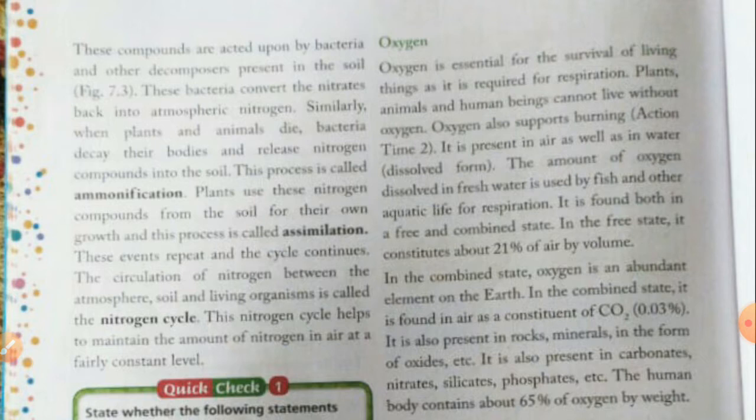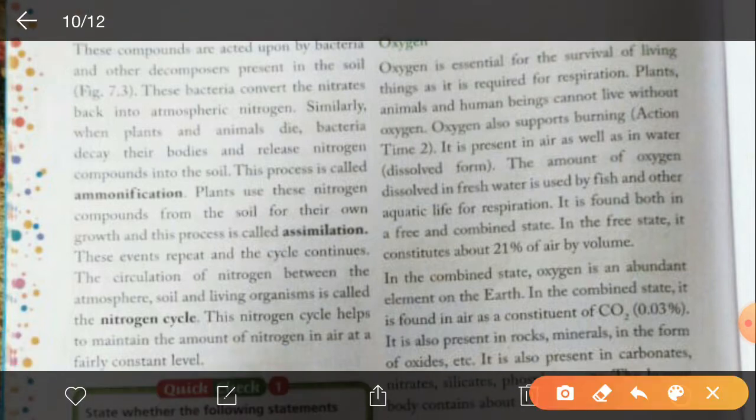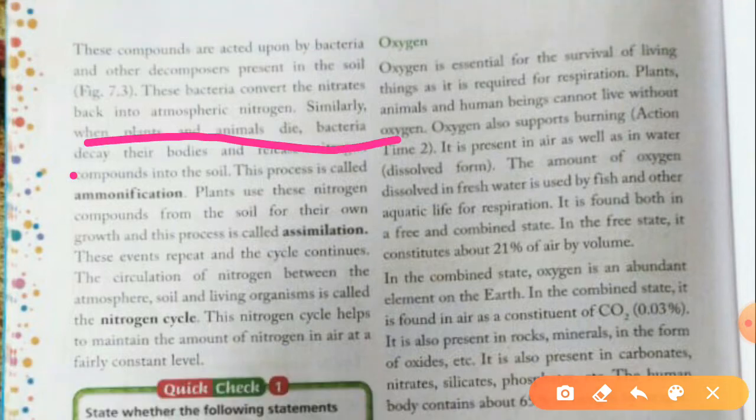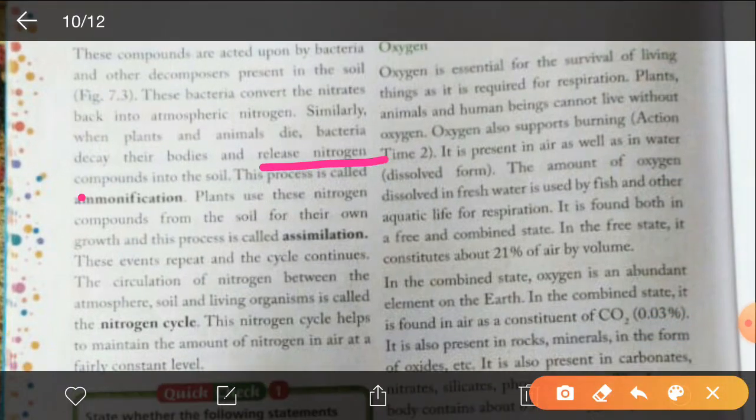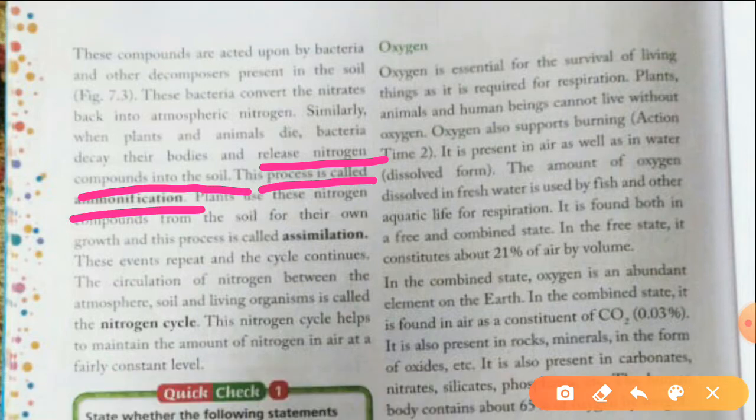Similarly, when plants and animals die, bacteria decay their bodies and release the nitrogen compounds into the soil. That process is called ammonification. You can see the definition written here: when plants and animals die, bacteria decay their bodies and release nitrogen compounds into the soil. This process is called ammonification.